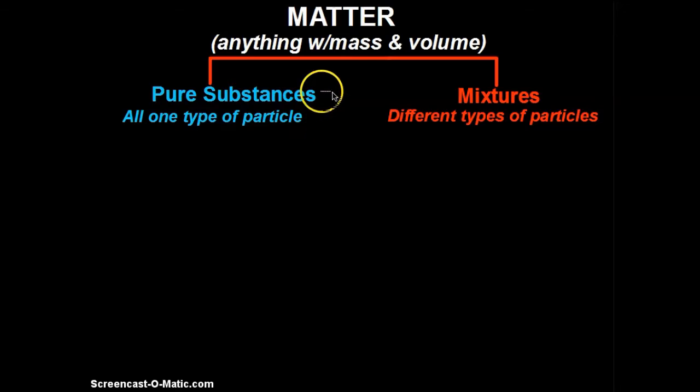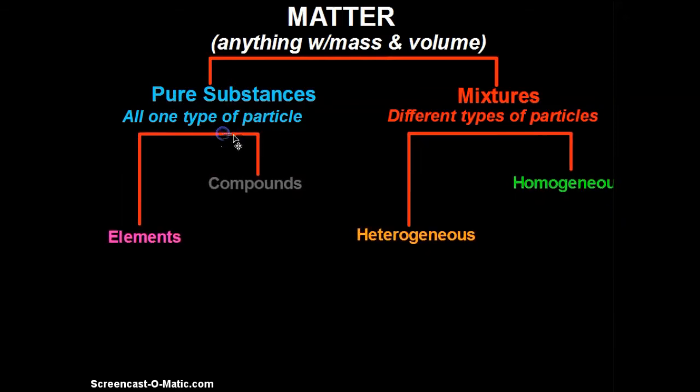In a pure substance, that means that substance is made up of only one type of particle, and we should know what the definition of a particle is. A mixture is just different types of particles all mixed together in this substance. So that's our main difference between a pure substance and a mixture: a pure substance is one type of particle, a mixture is many different types of particles. Then these two categories can also be broken down.